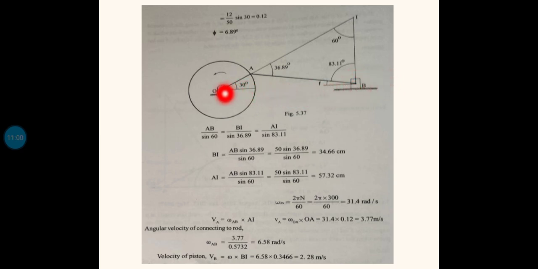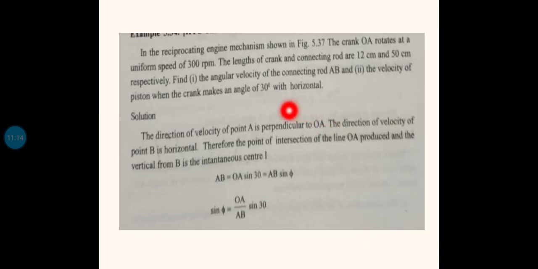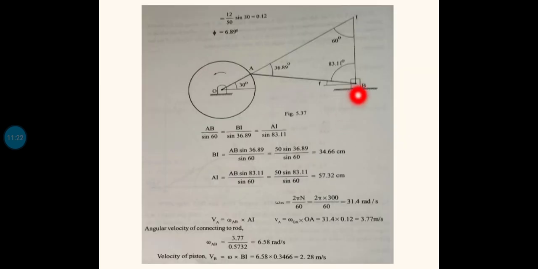So here you can see OA is the crank. This is 12 centimeters. This one, the connecting rod, is 50 centimeters. Dimensions are given, and we want to find the angular velocity of this rod AB, the connecting rod, and also the velocity of the piston. This is the piston. VB and omega AB are the quantities that we want to find, and the instant at which we want to find them is when the crank makes an angle of 30 degrees. So this angle is given as 30 degrees.